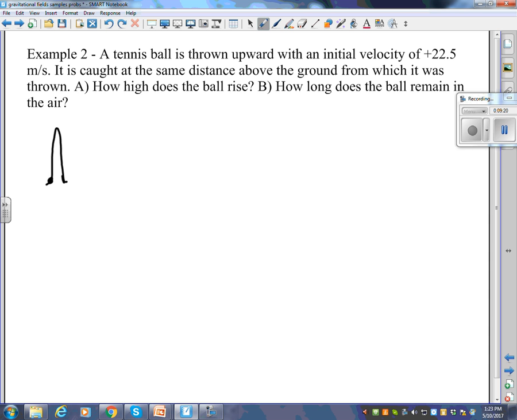Is the time up equal to the time down? Does it take just as long to go up as it goes down? Yeah. Is the distance up the same as the distance down? Yeah. Well, that's for sure. Right? Okay, so how high does the ball rise?